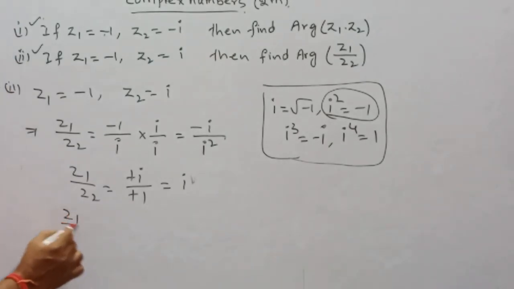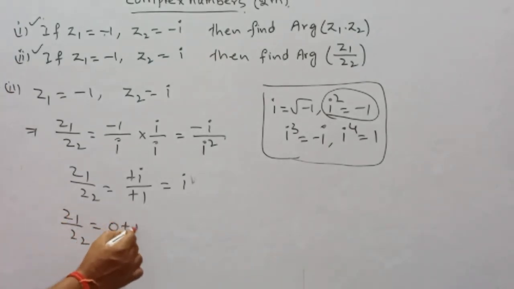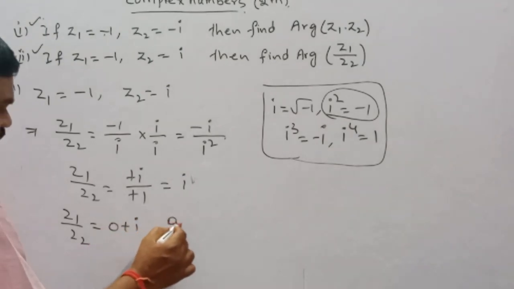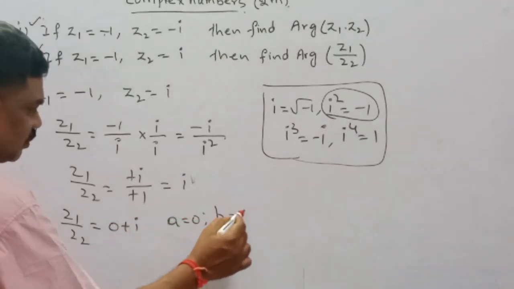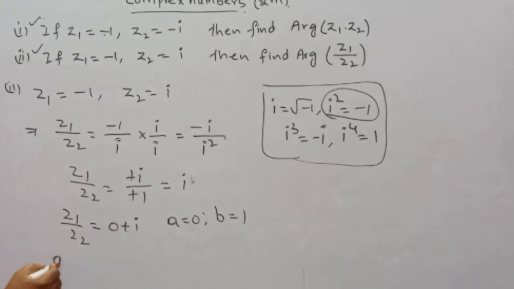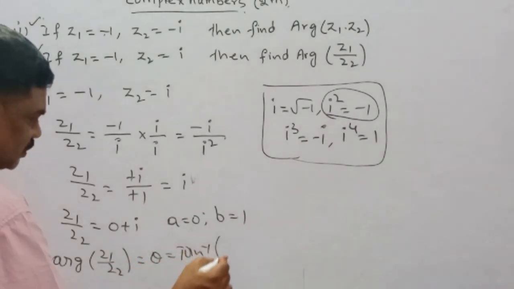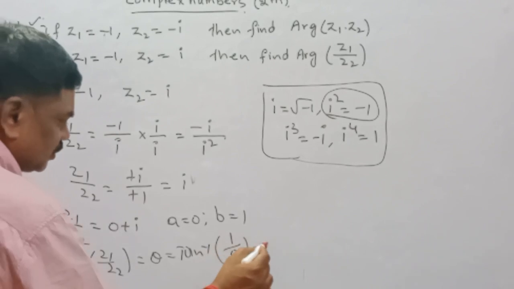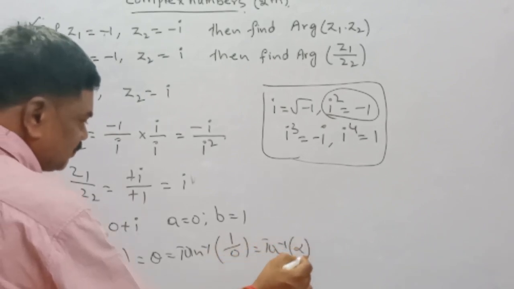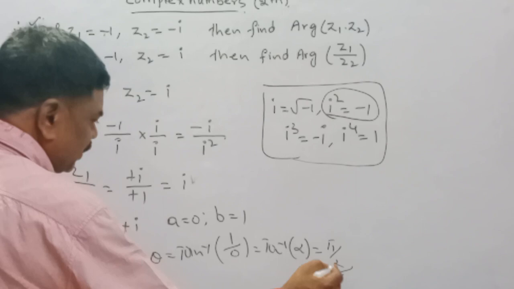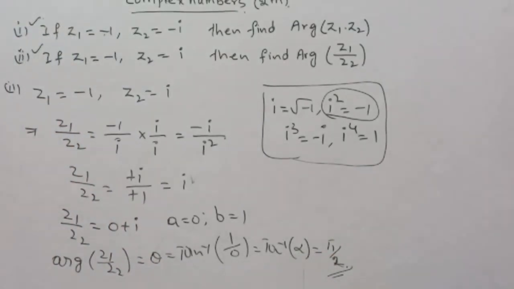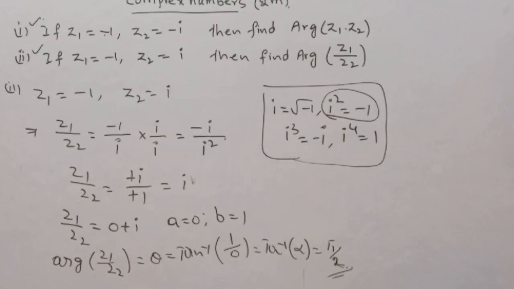So Z1 by Z2 is equal to 0 plus i. In this, a is equal to 0 and b is equal to 1. Then the argument of Z1 by Z2 is equal to theta is equal to tan inverse of 1 by 0. This is tan inverse of infinity, which is equal to pi by 2. Tan pi by 2 is equal to infinity. Tan inverse of infinity is equal to pi by 2. Okay, all of you, that's all.